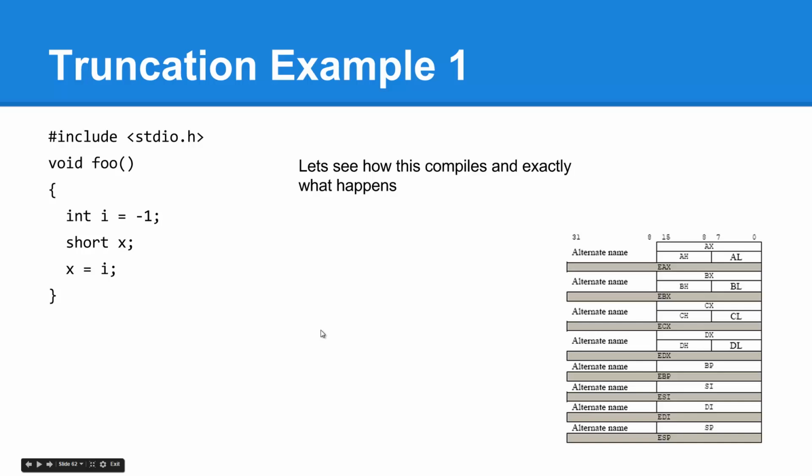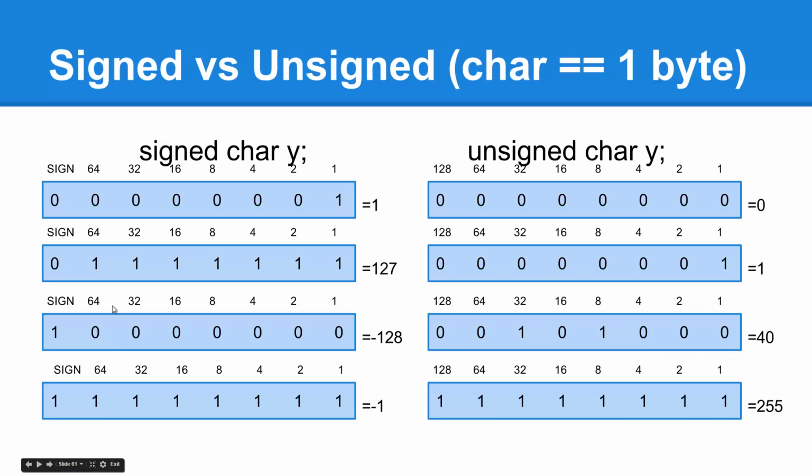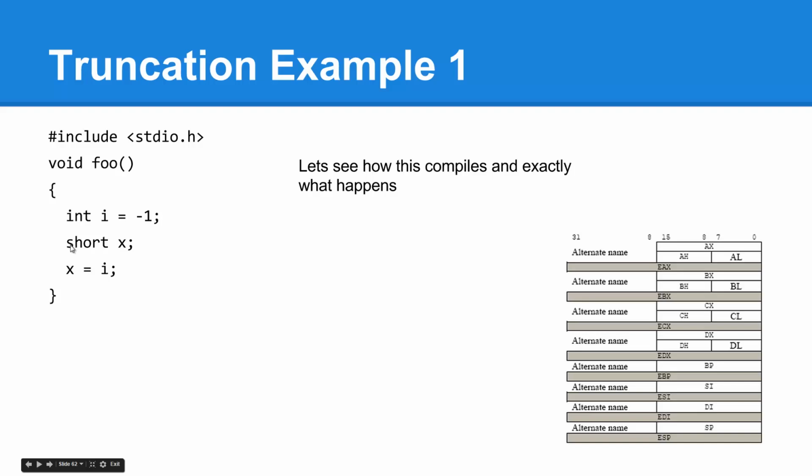Anyways, integer truncation is incredibly simple. I'm going to demonstrate it with a short example. If we have an integer i that's -1, it's going to be a signed int, so it's going to be all ones. And we store it as a short. It's going to truncate. A short is going to be 16 bits as opposed to the 32-bit int.